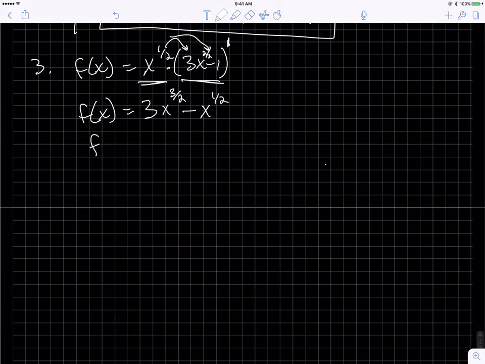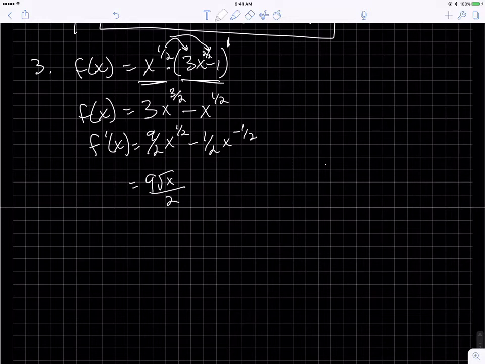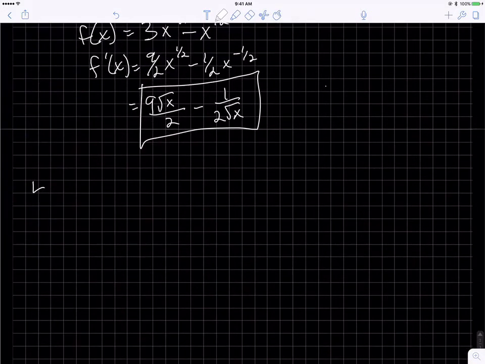Now I can apply the power rule, so f prime of x is 9/2 x to the 1/2 minus 1/2 x to the negative 1/2. I don't like negative exponents, so I'll write this as 9 root x over 2. That's one way to write that first term. Minus 1 over 2 root x. I'll accept it here. That would be good if you stopped there.